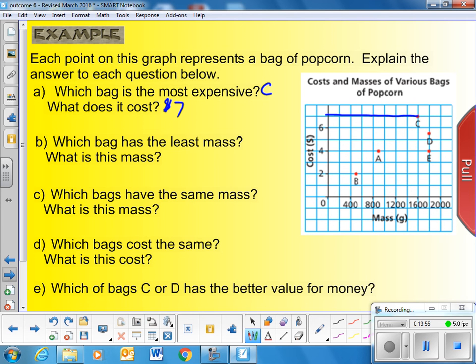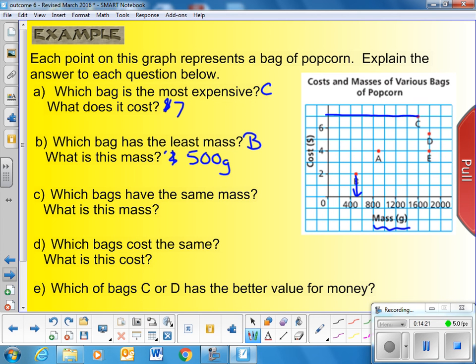In part B, which bag has the least mass? Mass is along the bottom of our graph, and the smallest number that corresponds to a point would hit our graph about here. So it would be bag B. And how much is that mass? Well, it's between 400 and 600, so probably about 500 grams.